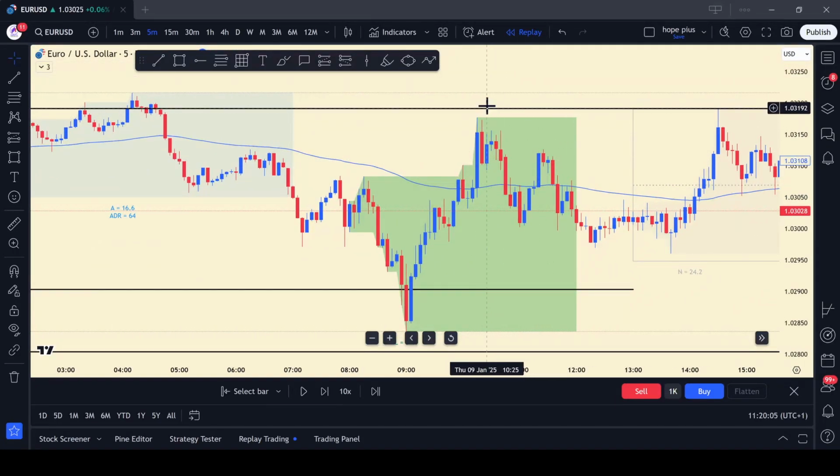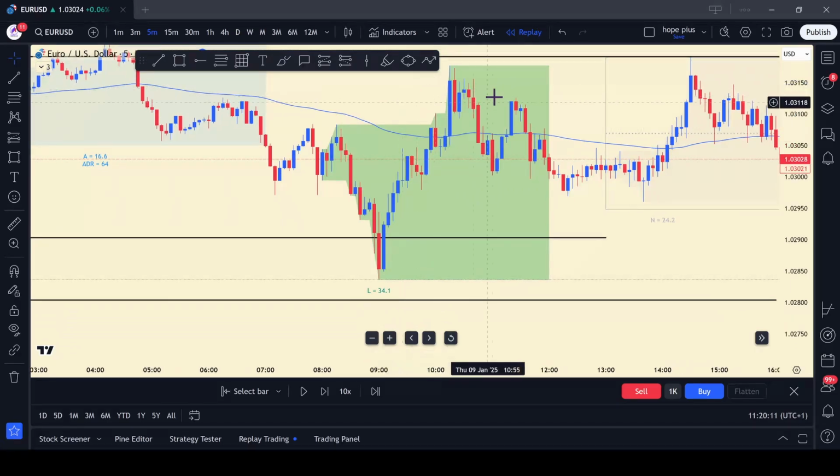Price did not tap into this level, so we don't have any trade. Remember, this is our line. We don't have any trade here. So till the London session ends, it didn't come back here. So we are done on Thursday with another win. I know it's not always like this. Sometimes we will take a loss.